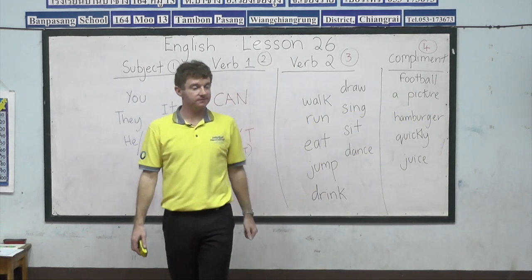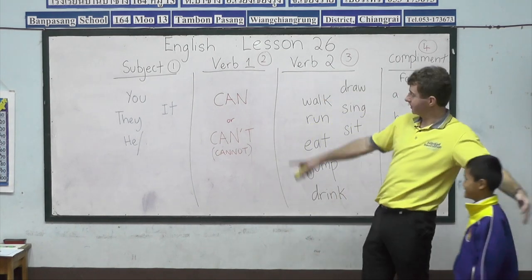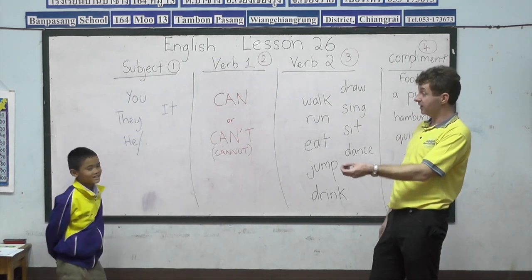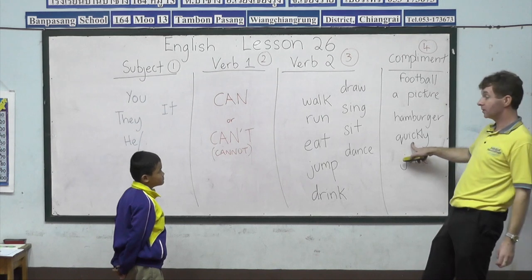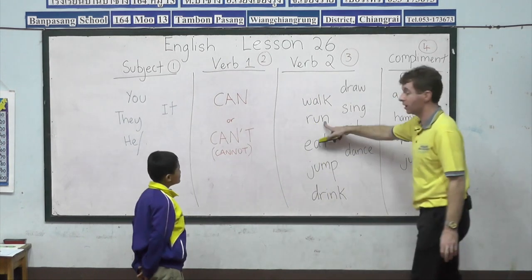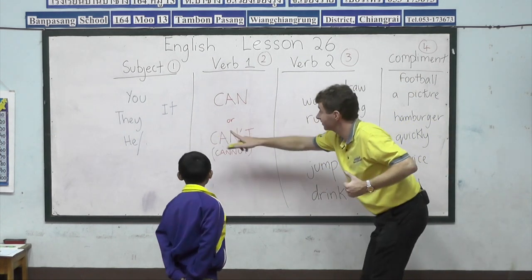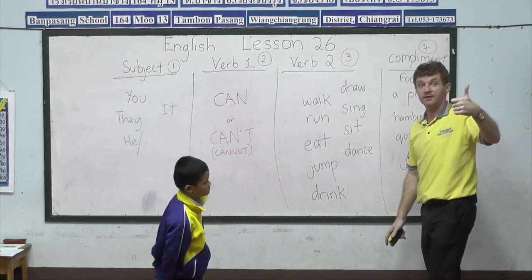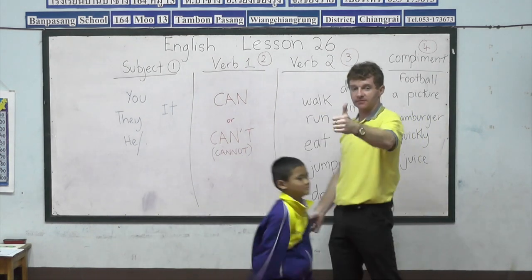Okay, four words. Can you put your sentence together? It can run quickly. Ready? It can run quickly. It can run very quick. But if it can't, it can't run quickly. So one more time. It can run quickly. High five. Excellent. Round of applause for Chu.